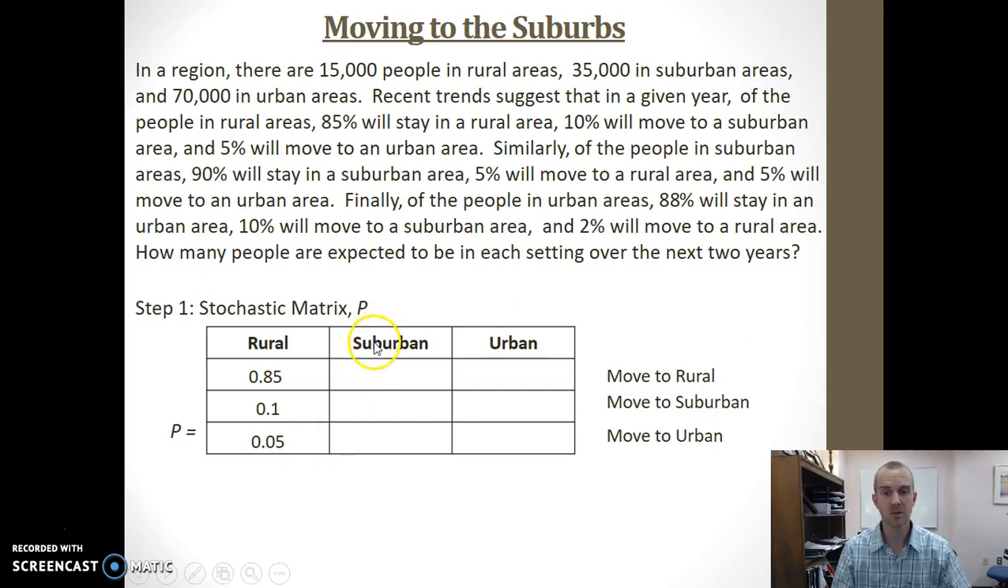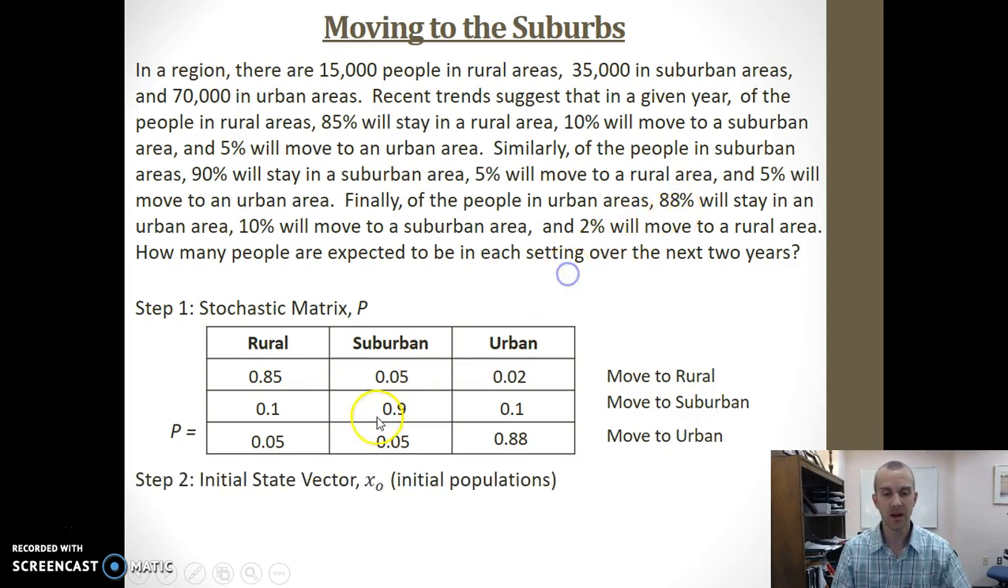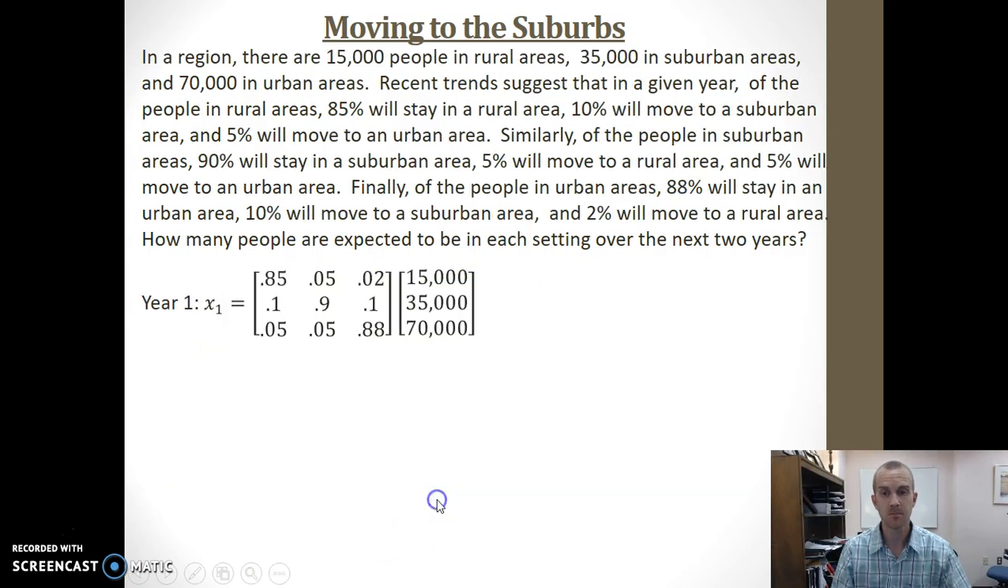Now we're going to do that with the suburban. Suburban to rural, 5%, suburban to suburban, 90%, and to urban was 5%. Now we do it with the urban group. Urban to rural was 2%, urban to suburban was 10%, and then urban to urban was 88%. So we have our stochastic matrix, and now we're going to multiply it by the initial state vector, which is our initial populations in those three areas.